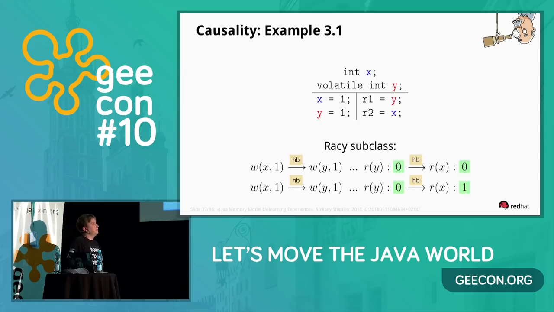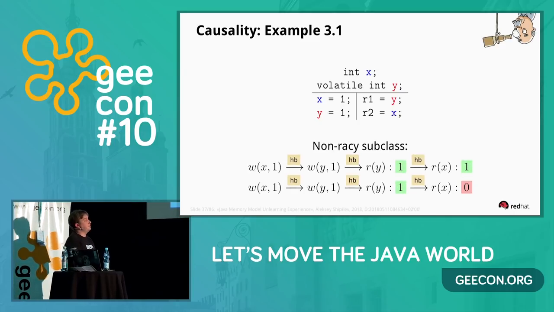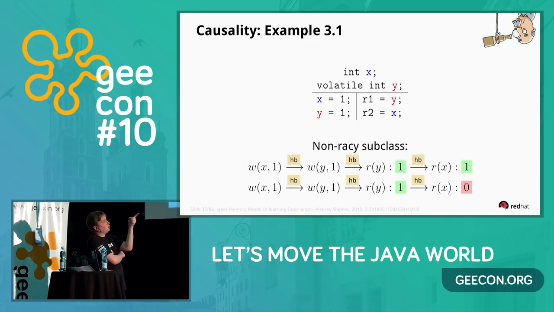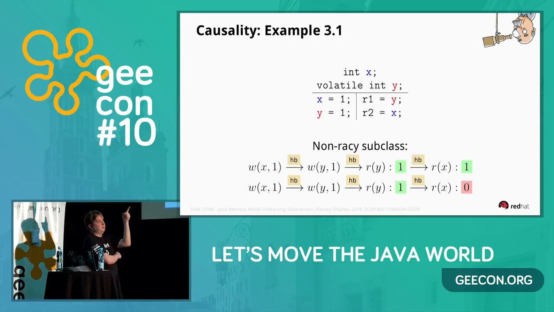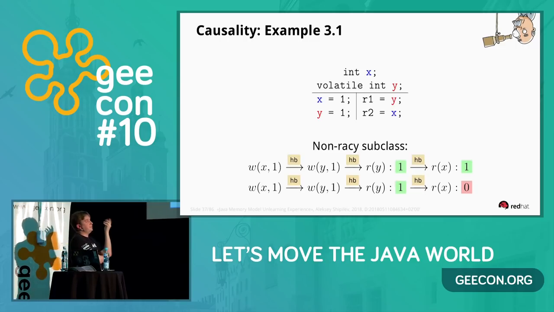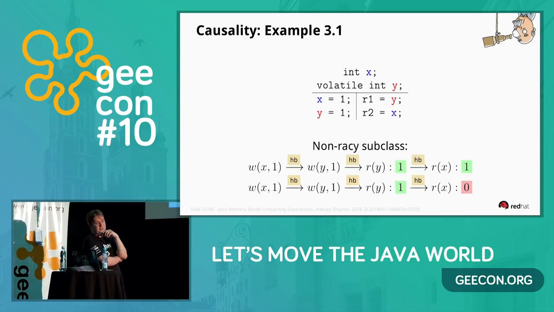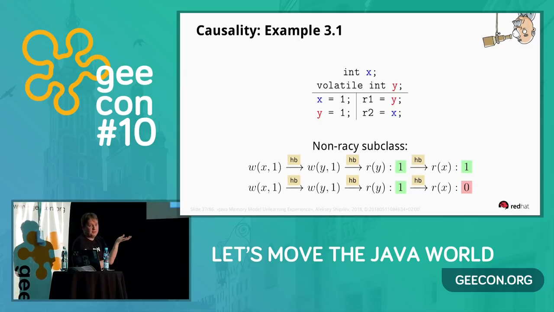It is allowed there. And in the non-racy subclass, if I have observed this y value there, since y is special, since it's volatile, it's a synchronization action. There is this synchronizes-with between those two actions. There is happens-before because of that.